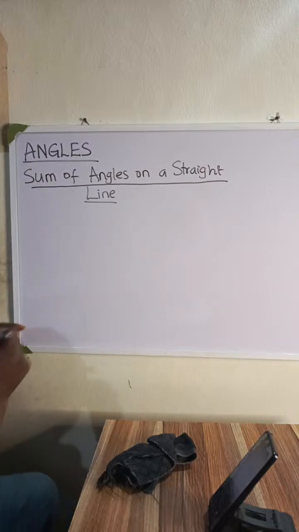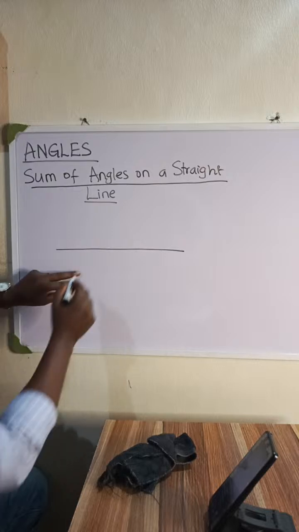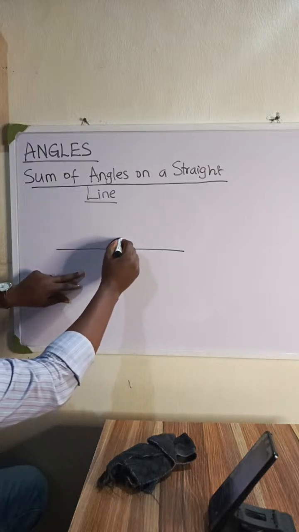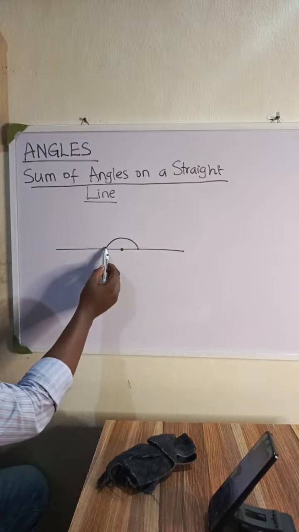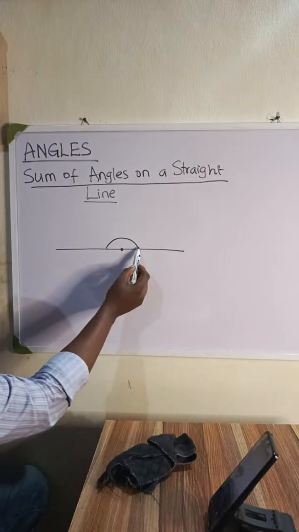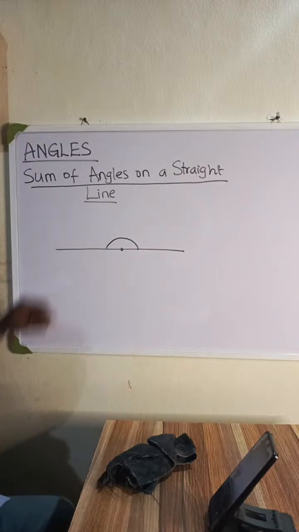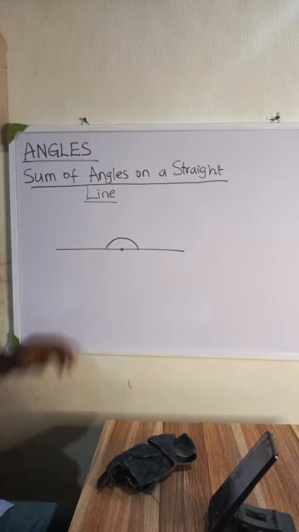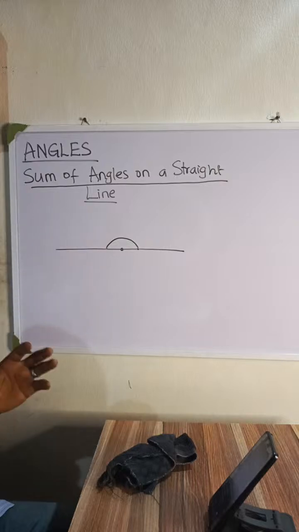So if you have a straight line in this form and you have an angle on it, there's a point here, and you move an angle from this side of the line to this side of the line across this point. What is this angle? This angle here is equal to 180 degrees. How do we know?